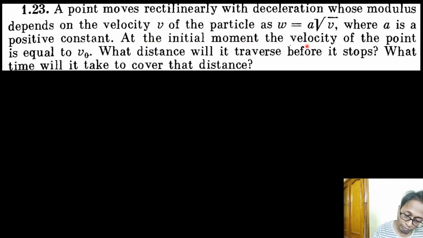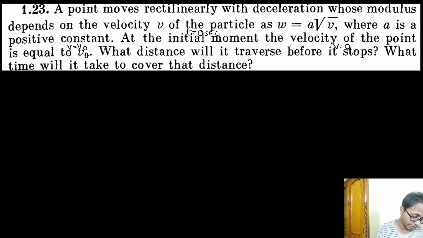At initial moment, when the velocity of the point is v naught, that means the boundary condition is given. That means at t is equals to 0 seconds, v is equals to v naught. What distance will it travel before it stops? So when does the particle stop? The particle stops when v is equals to 0, or velocity becomes 0. What time will it take to cover that distance? So what is the distance covered before it stops?